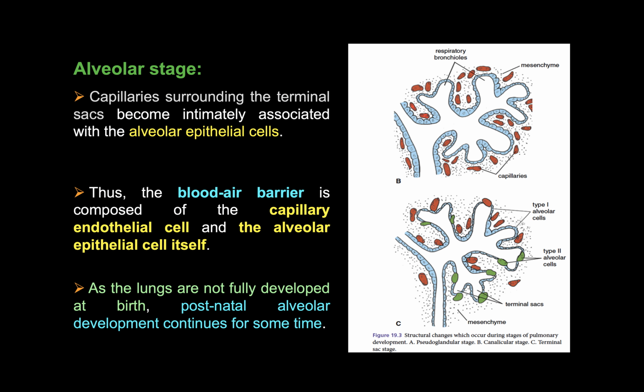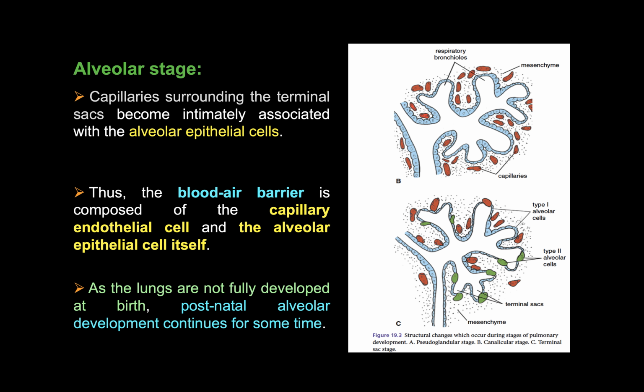The last stage we have is the alveolar. At this stage, as I said, we have the mesenchymal tissue surround. This mesenchymal will differentiate into the blood vessels, the blood capillaries. And we can see at this area here that this blood supply will be in close intimate attachment to the alveoli. And this will result in the formation of the blood gas barrier.